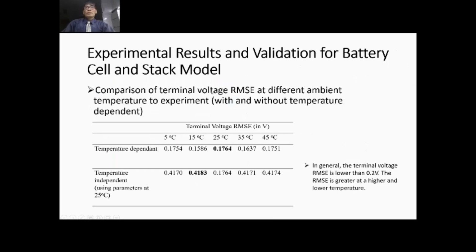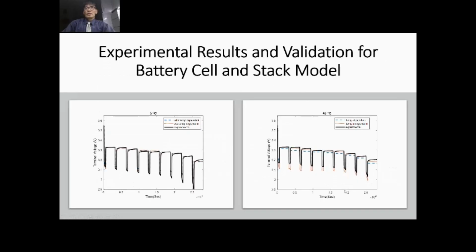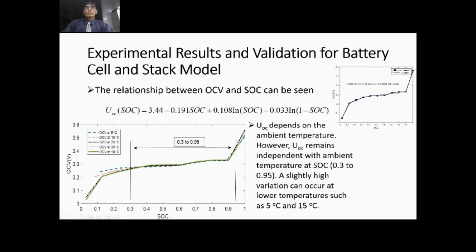We compare the terminal voltage root mean square error at different ambient temperatures to the experiments. You can find that the root mean square error in volts is around 0.1764 and 0.41. In general, the terminal voltage error is lower than 0.2 volts, and the RMSE is greater at higher and lower temperatures. This is the observation that we make. This is the graph that I want to show you. At 5 degrees Celsius, what is the terminal voltage? At 45 degrees Celsius, what is the terminal voltage?